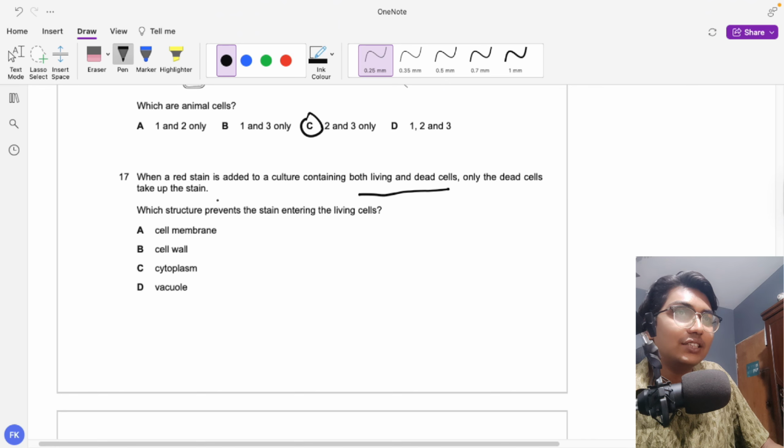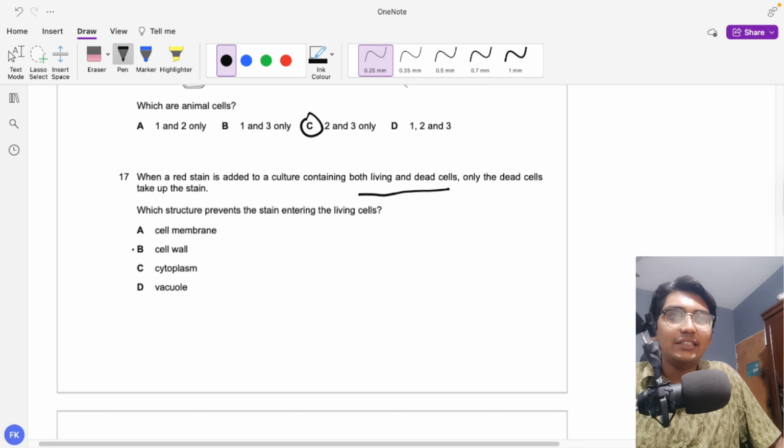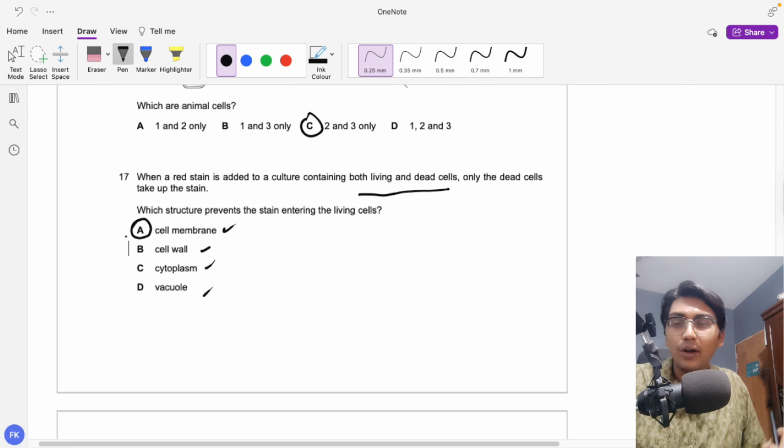When a red stain is added to a culture containing both living and dead cells, only the dead cells take up the stain. Which structure prevents the stain entering the living cell? The answers we got are cell membrane, cell wall, cytoplasm, vacuole. The answer is A. Why A?